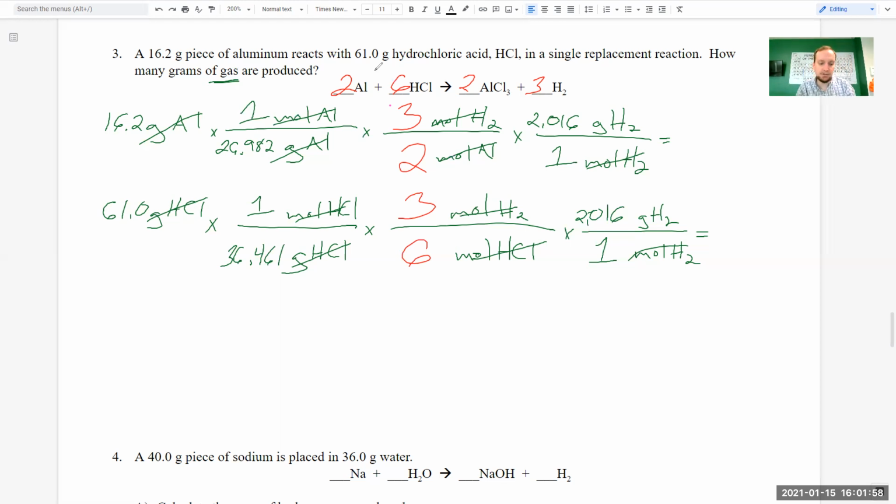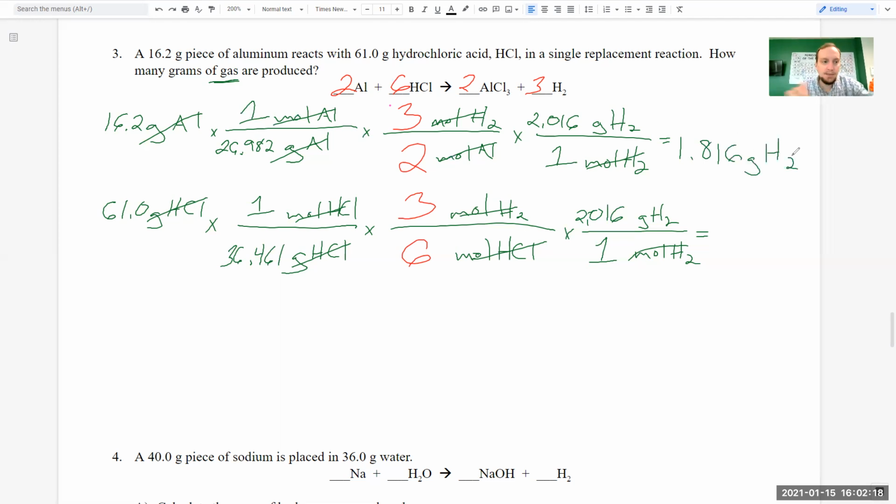All right, so I'm going to pick up my calculator and calculate all this. So 16.2 times 1 times 3 times 2.016 divided by 26.982 divided by 2 equals, my answer is 1.816 grams of H2.